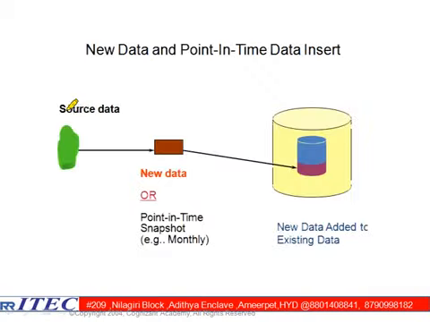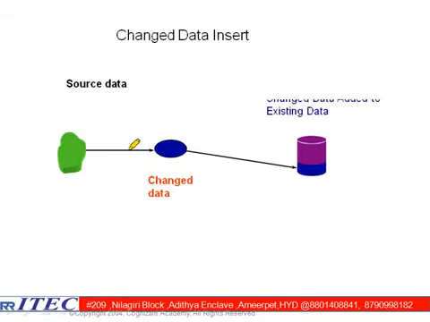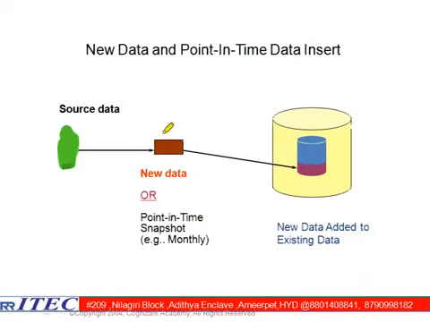First one, let us try this. Observe carefully: new data and point in time data insert. Suppose I have source data available. This total data is a new data, point in time snapshot. My example is monthly. In this month, I got this as the new data.